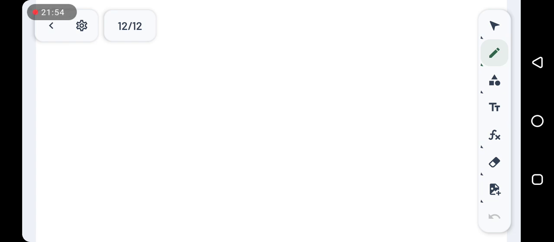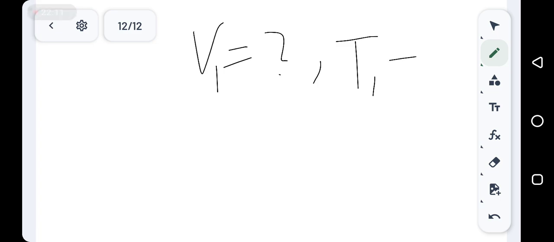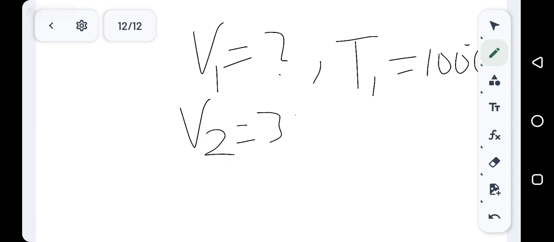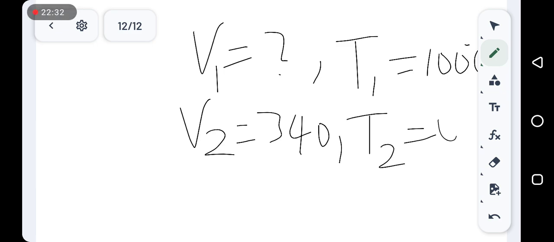So we have different temperatures here. Let's call the first velocity V1, we don't know it, and T1 is equal to 100 degrees Celsius. Now V2 is 340 meters per second, while T2 is equal to 0 degrees Celsius.